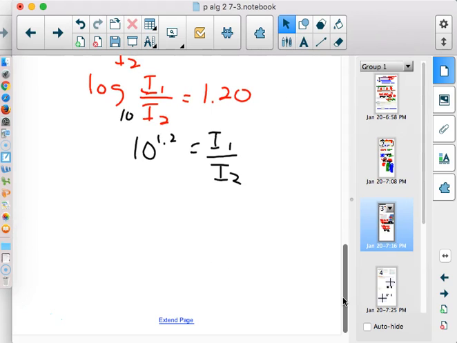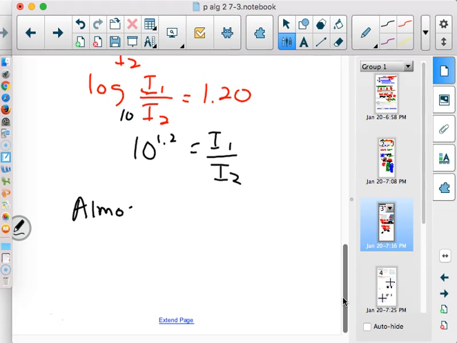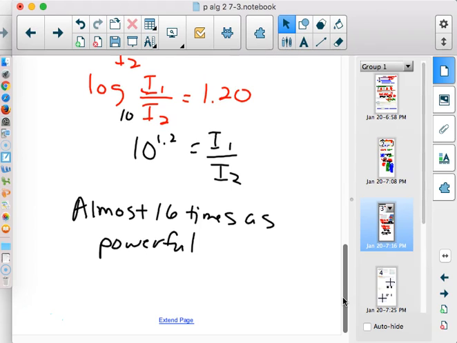I have a feeling we're going to find out that our little earthquake in Washington State was nothing compared to what they had in Mexico. Almost 16 times as powerful. It was huge, absolutely huge, the difference between those two earthquakes. So using the logarithms, you can see there's a big, big change.